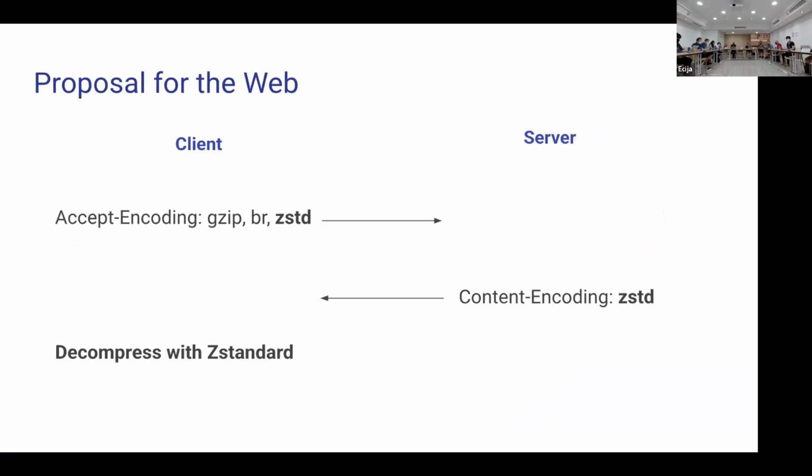The mechanics for signaling Zstandard support are pretty straightforward. We add Zstandard to the accepted coding header in the request, and the browser decompresses it based on the content encoding header.